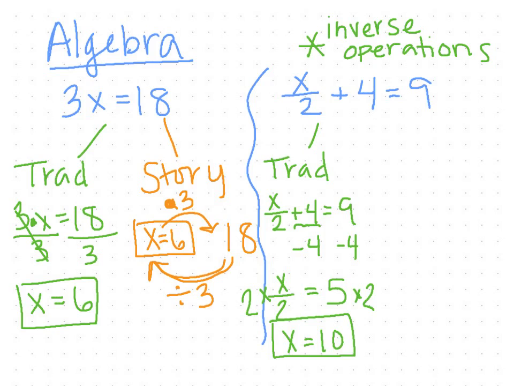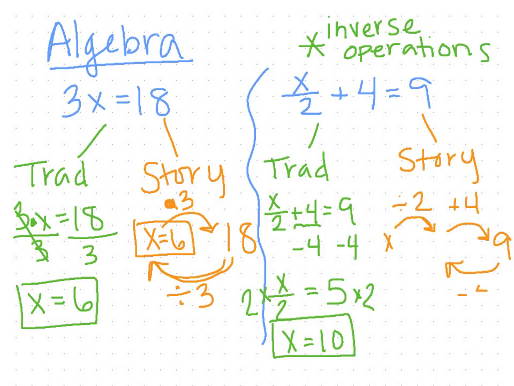And one more time with story. X goes on a walk, runs into divide 2. And then he runs into plus 4, and at the end of the day, x is 9. We need to undo those operations. The inverse opposite of plus 4 is minus 4. 9 minus 4 is 5. The inverse of divide 2 is times 2. 5 times 2 is 10. So x equals 10. Got a little squishy there, but it all works.